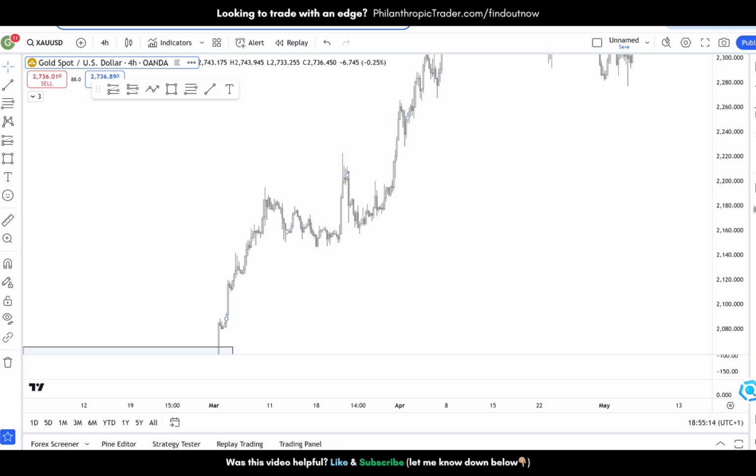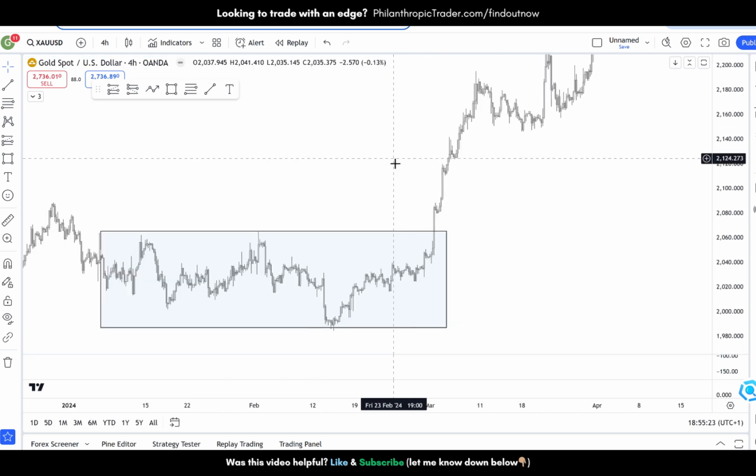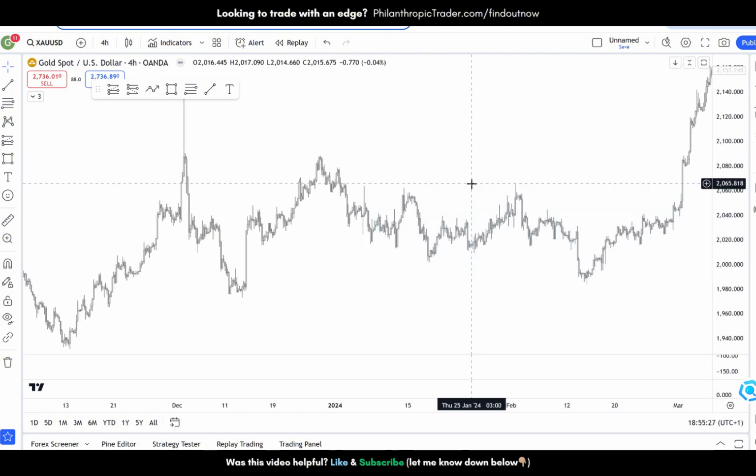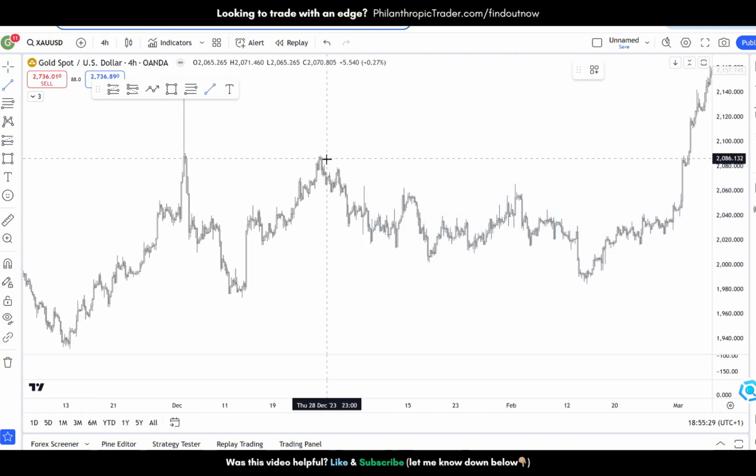All right, so recognizing price patterns is crucial. It's important in swing trading, and I will show you some common patterns. So we have the flag. Let me show you over here. This is a flag pattern.